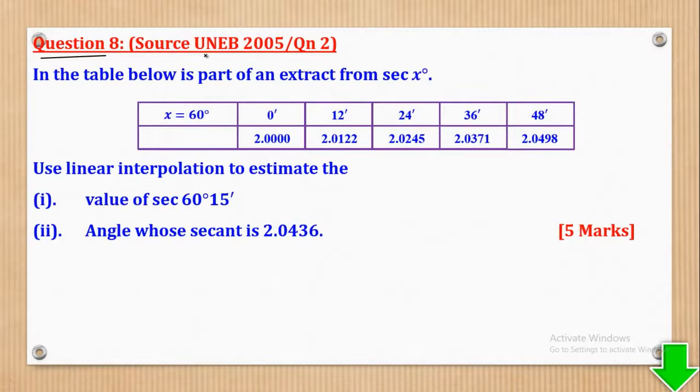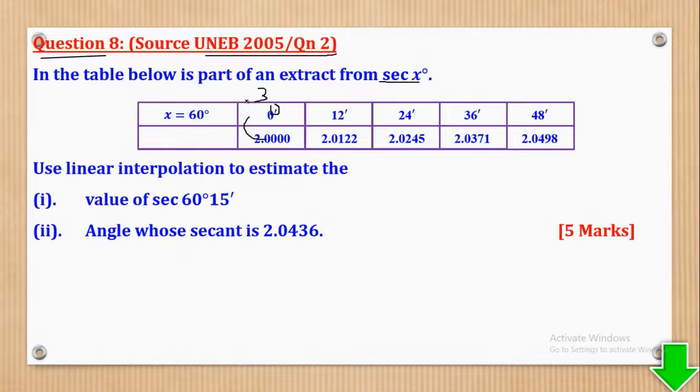Question 8 came from UNEB 2005, paper 2, question 2, and says, the table below is part of an extract from sec x degrees. So these are the values. So this prime is a symbol used to mean per minute. It's usually used to bypass the way of expressing an angle in terms of decimal point.